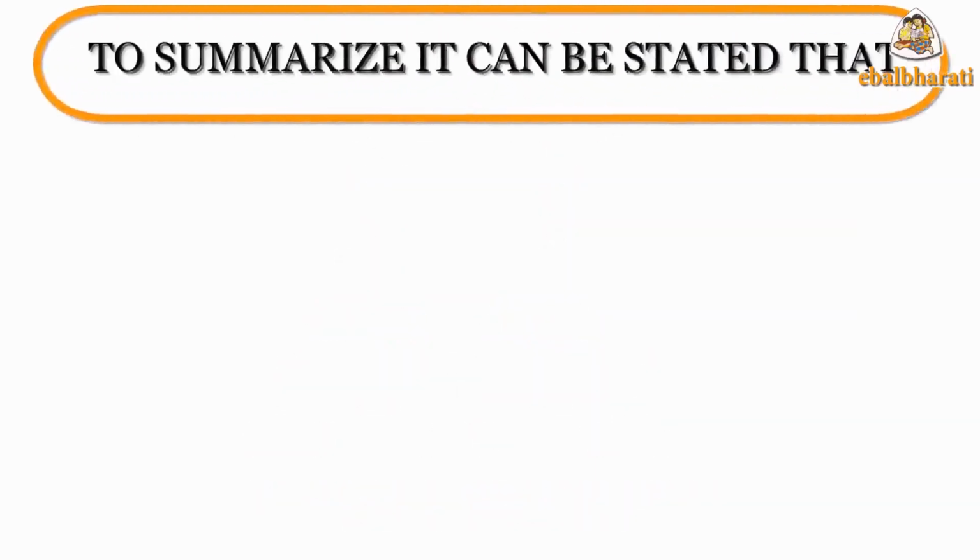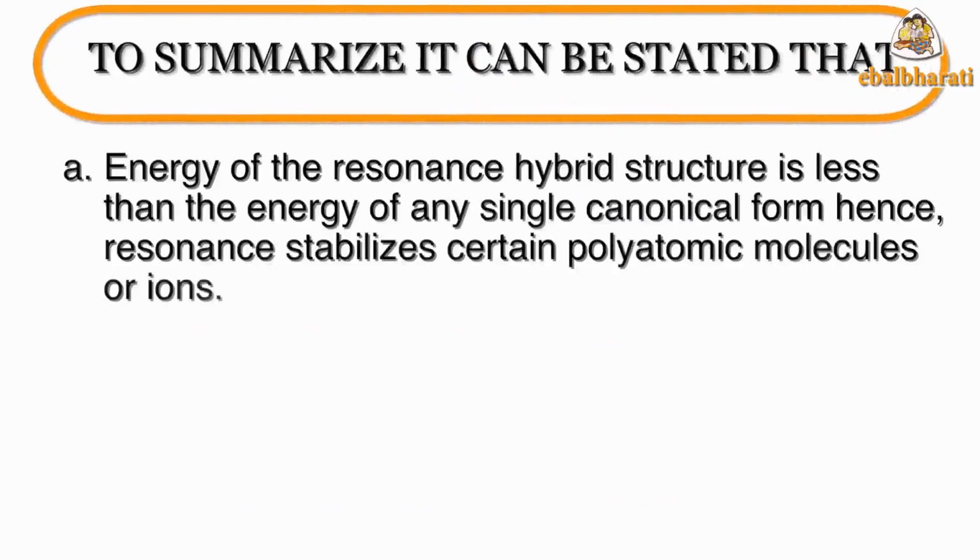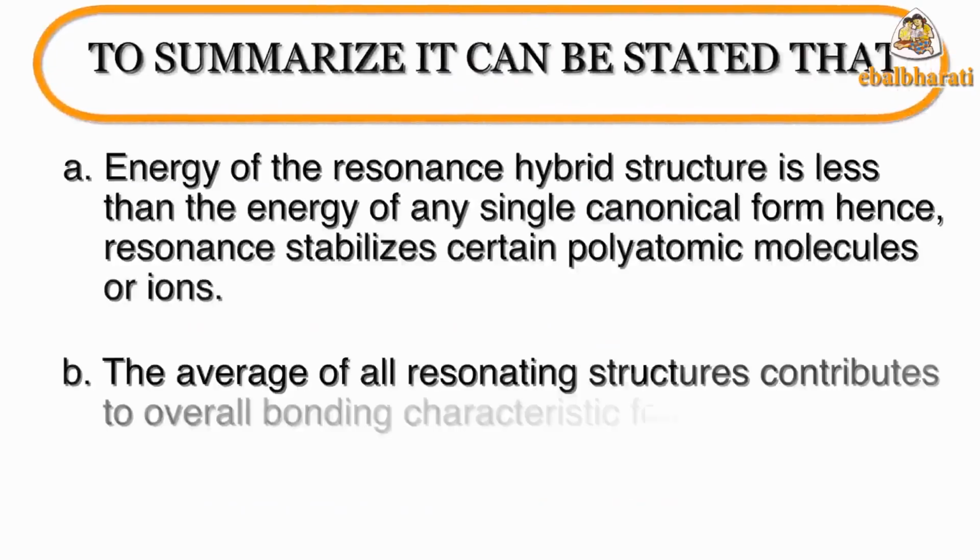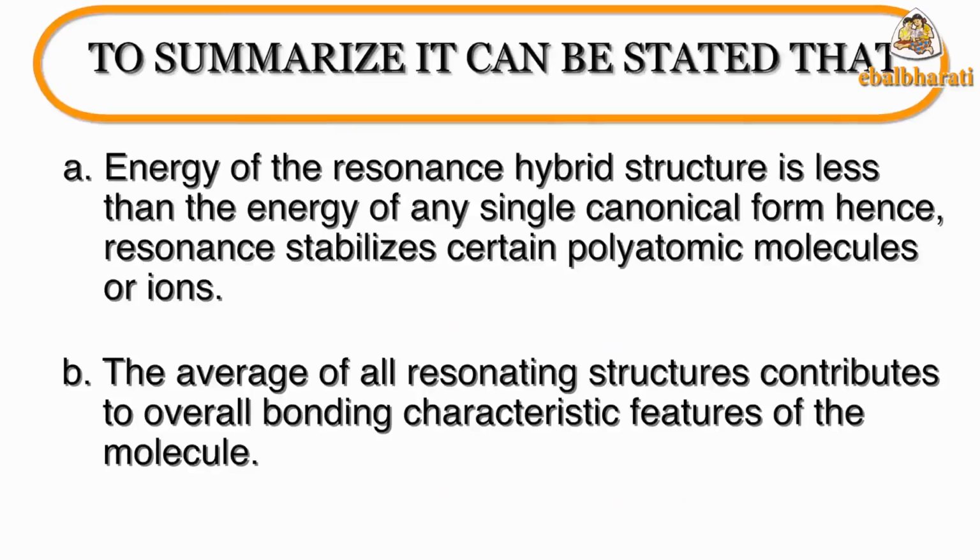To summarize, it can be stated that the energy of the resonance hybrid structure is less than the energy of any single canonical form. Hence, resonance stabilizes certain polyatomic molecules or ions. The average of all resonating structures contributes to the overall bonding characteristic features of the molecule. This will be clear from the example of ozone. Ozone can be represented by two canonical forms, as shown earlier, 1 and 2. Third is the resonance hybrid. The energy of the third form is less than that of the first and the second.